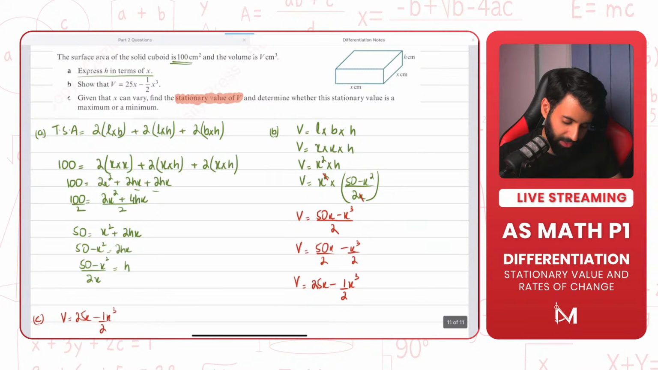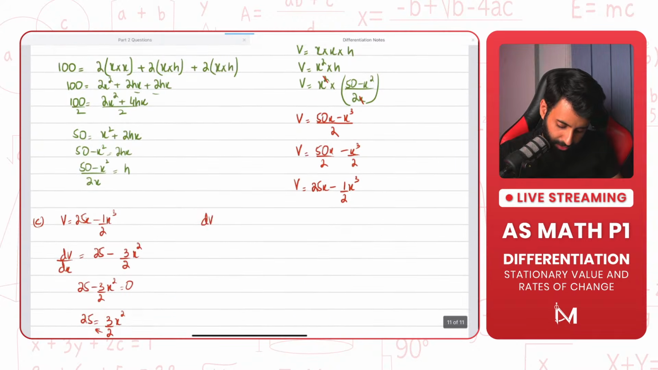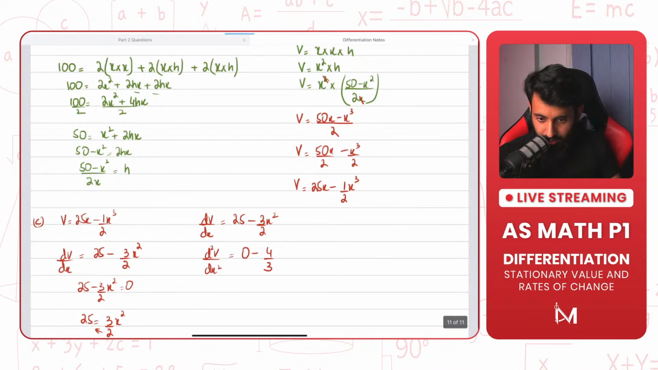Okay, then it says, determine whether this stationary value is a maximum or a minimum. So how do you find out the nature of any stationary value? For that, you have dv by dx, which is 25 minus 3 upon 2x square. Now you double differentiate it. D square v upon dx square is going to be 0 minus 4 upon 3. No, wait a minute. It's going to be 0 minus 6 upon 2x.